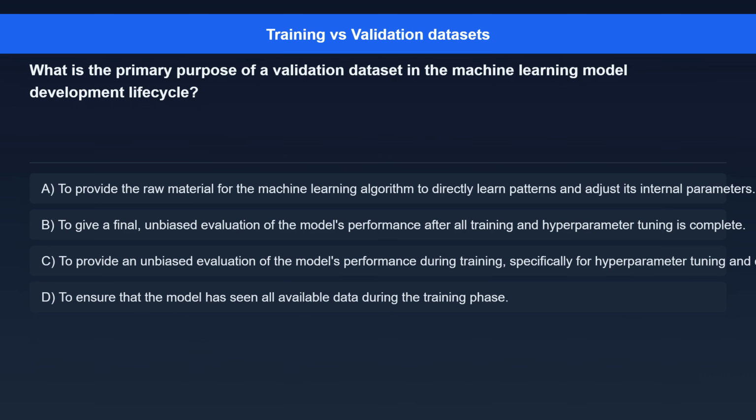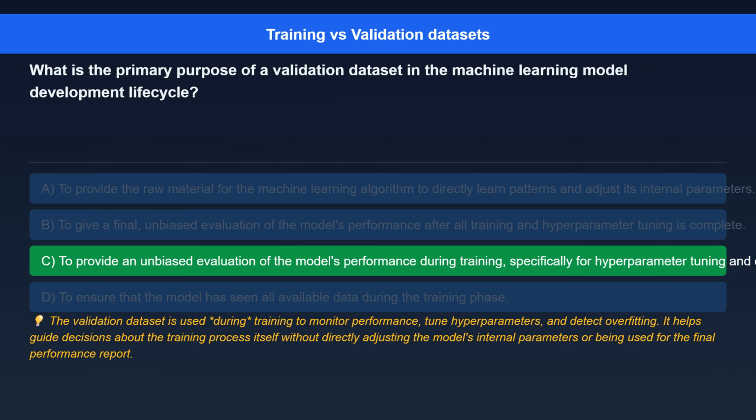Question 7. What is the primary purpose of a validation dataset in the machine learning model development lifecycle? Option A, to provide the raw material for the machine learning algorithm to directly learn patterns and adjust its internal parameters. Option B, to give a final, unbiased evaluation of the model's performance after all training and hyperparameter tuning is complete. Option C, to provide an unbiased evaluation of the model's performance during training, specifically for hyperparameter tuning and overfitting detection. Option D, to ensure that the model has seen all available data during the training phase.